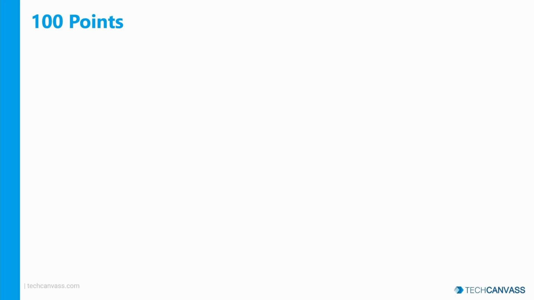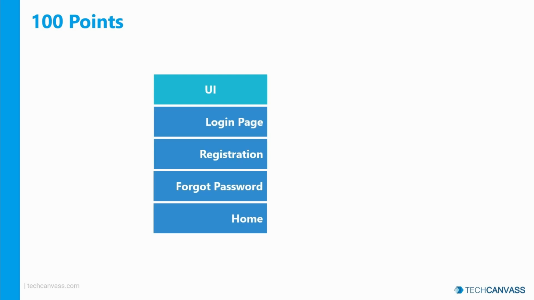Let's look at an example. Let us consider a project where we are developing a new user interface. In this case, we have 4 modules: the login page, the registration page, the forgot password page, and home. Using the 100 points technique, we would ask various disciplines and stakeholders to distribute these 100 points among these modules based on what they think is of priority.